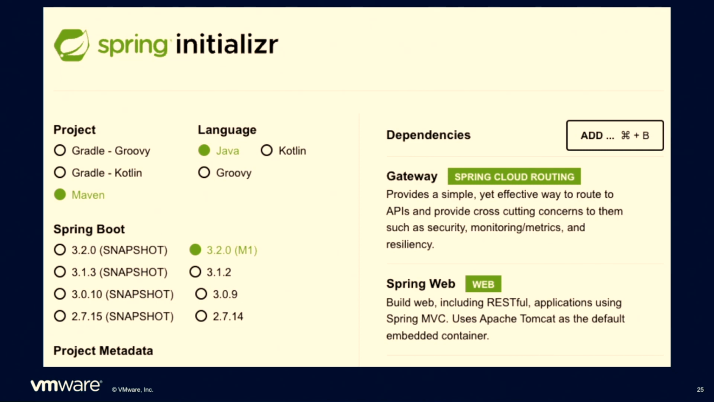So, how do you get it? Start.spring.io, right? We saw this. Currently, you have to select Gateway and Spring Web, and it will give you the right starter for the MVC Gateway.